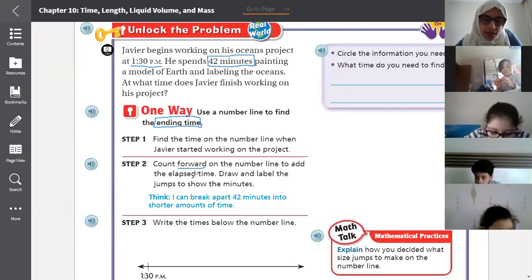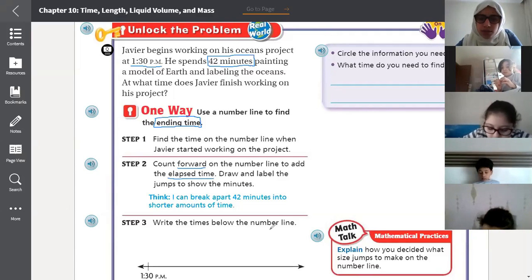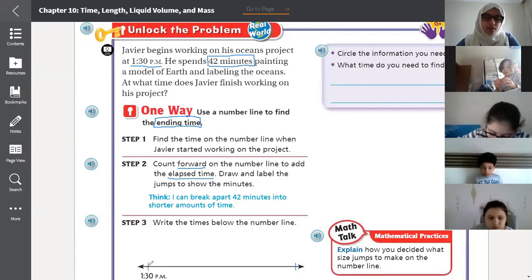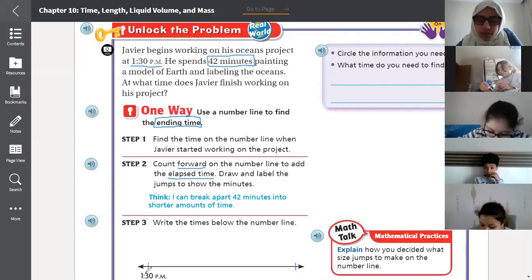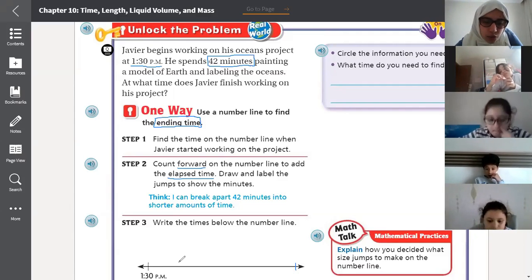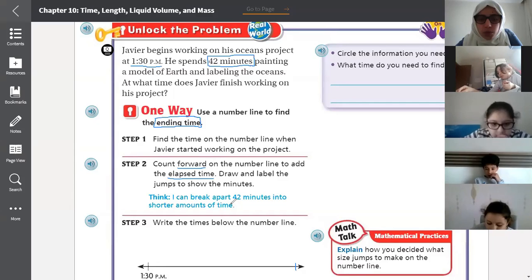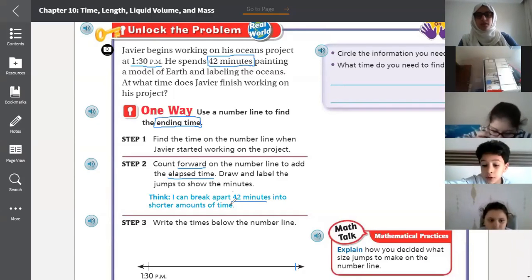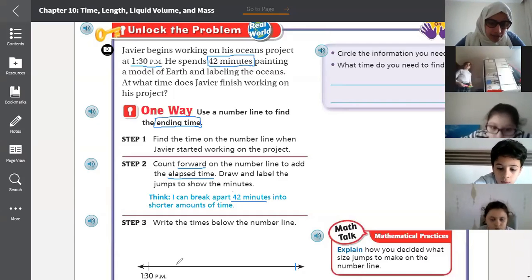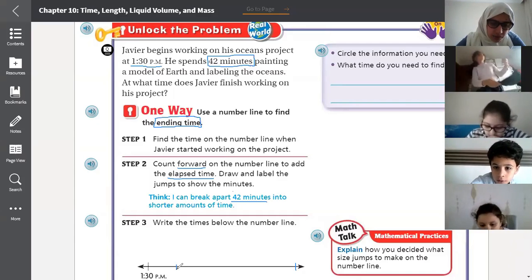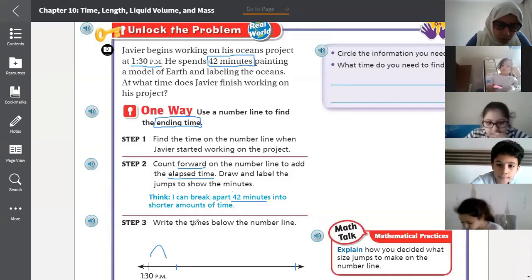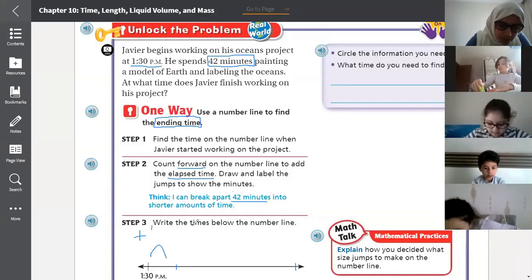So we have the elapsed time and we are going to use it to count forward to find the end time. We started with 1:30 or 30 minutes after 1, and we're going to count by tens here. We're going to add 42 minutes until we reach the end time. So we're going to start by counting by tens. So here, when I count by 10, I'm going to make a jump and add 10 minutes.